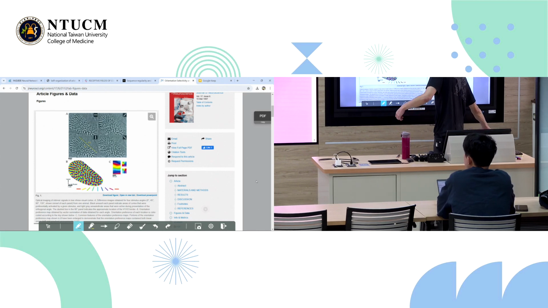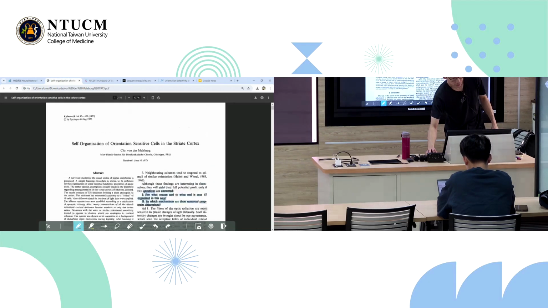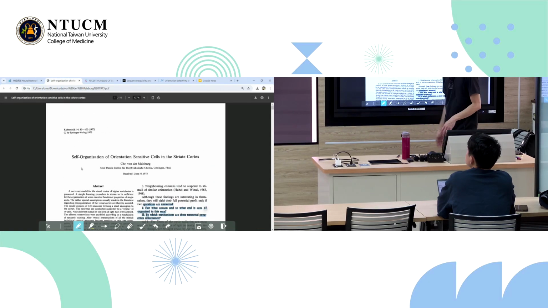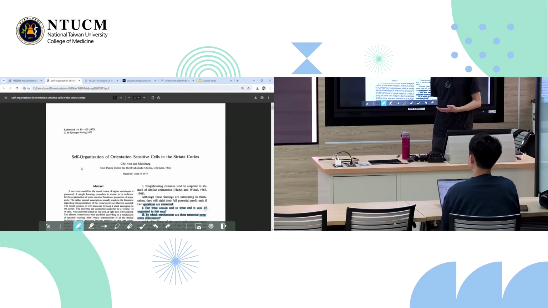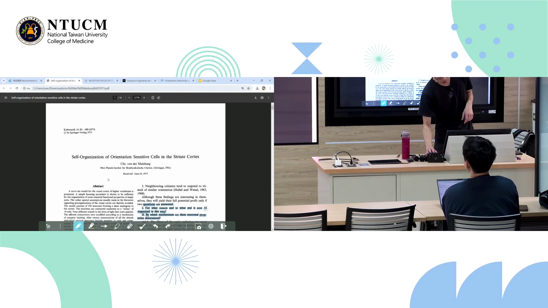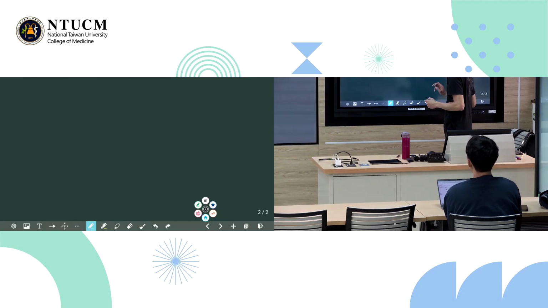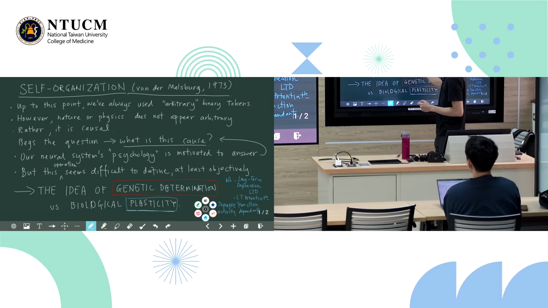And hence, the idea in the title of von der Malsburg's paper, examining the self-organization of the orientation-sensitive cells in the visual striate cortex. Okay, so this is the big picture here, and so this is about self-organization.